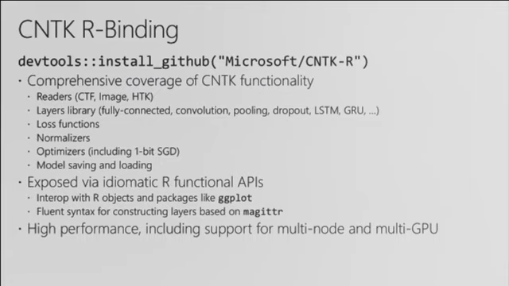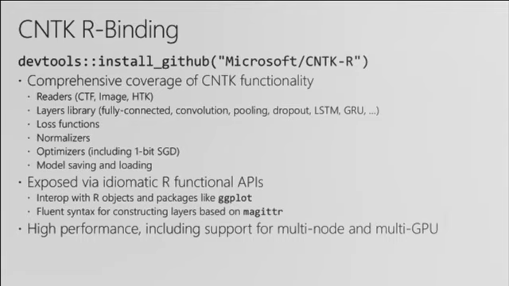R binding is also new. We actually made it public right at this Ignite. So to install R binding, it's very straightforward. Install from GitHub with devtools. We have a comprehensive set of coverage for CNTK functionality, including readers, layer library, loss functions, normalizers, optimizers, model saving and loading, etc. And these are exposed via the idiomatic R function API. And these will interop with R objects and packages like ggplot. And it also supports fluent syntax for constructing layers based on magrittr.